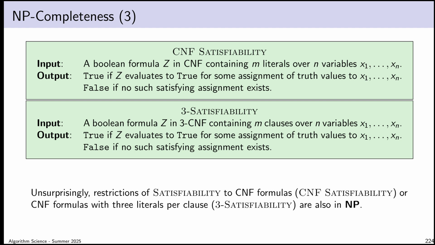It shouldn't surprise us that if I restrict satisfiability to CNF formulas or to 3-CNF formulas, that is also in NP. Incidentally, 2-satisfiability is also in NP. 2-satisfiability is actually in P, but that's fine because we know everything in P is in NP as well. So 2-satisfiability is in NP.